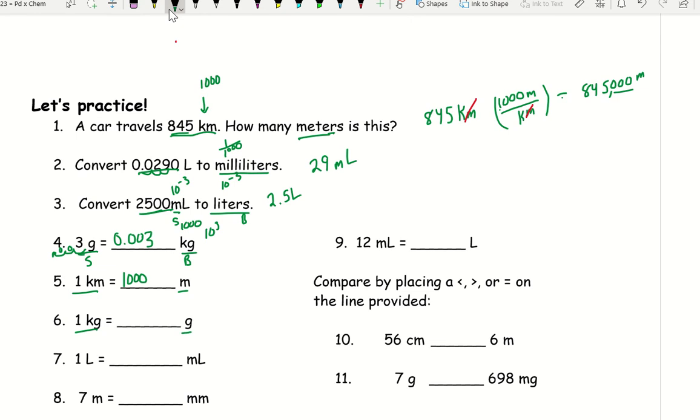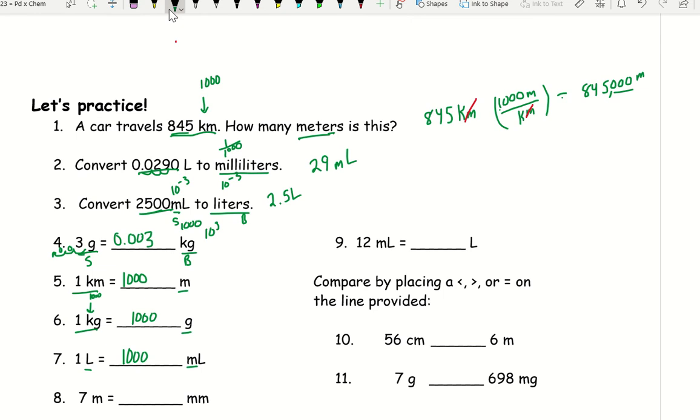1 kilogram is how many grams? Remember, kilo means 1,000. So it's 1,000 grams. Hopefully you're getting the hang of it. If you are, go into it. How many milliliters? 1,000 milliliters. 7 meters. Well, you know there's going to be a lot of them.